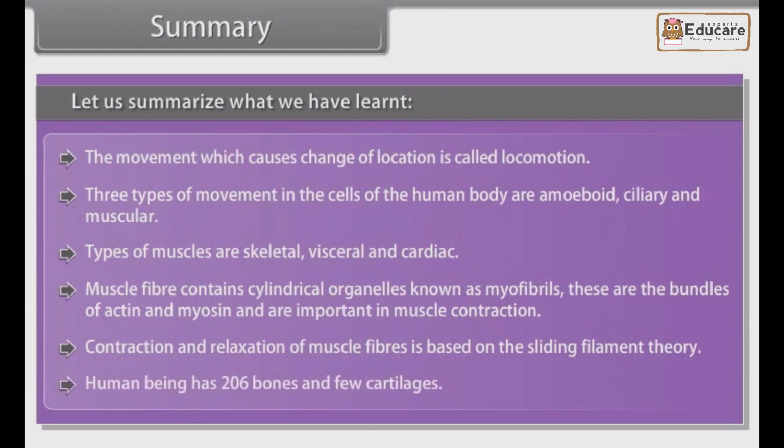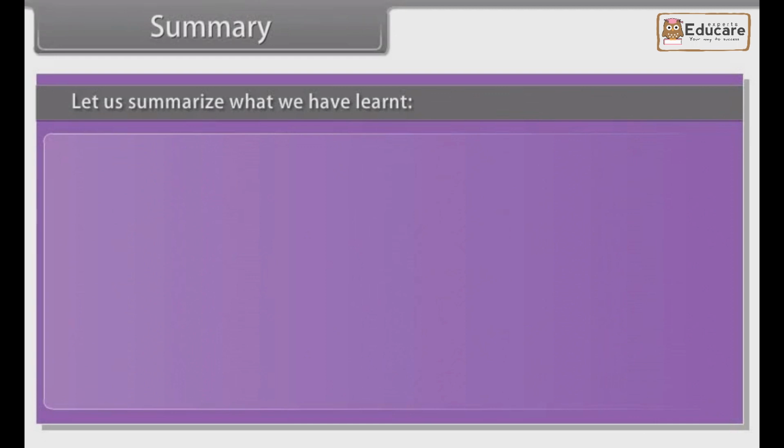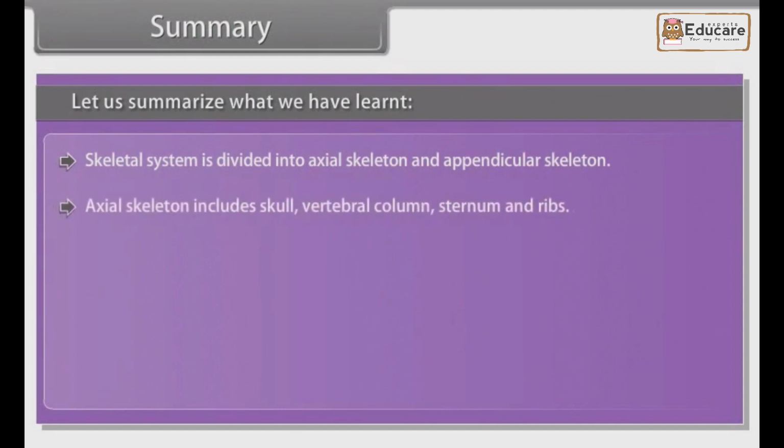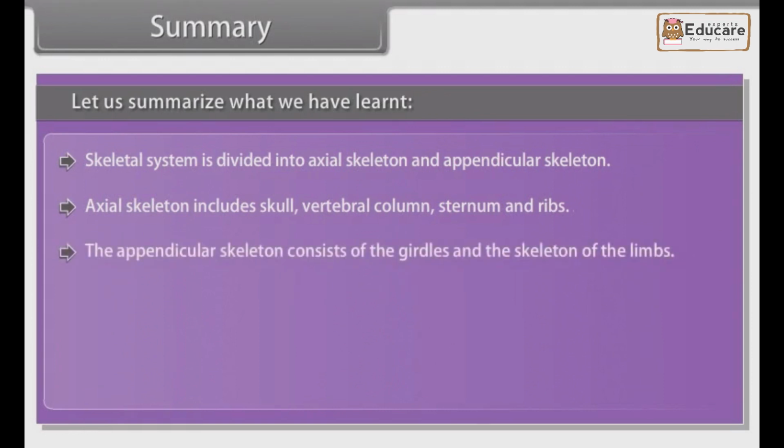Human beings have 206 bones and a few cartilages. Skeletal system is divided into axial skeleton and appendicular skeleton. Axial skeleton includes skull, vertebral column, sternum and ribs. The appendicular skeleton consists of the girdles and the skeleton of the limbs.